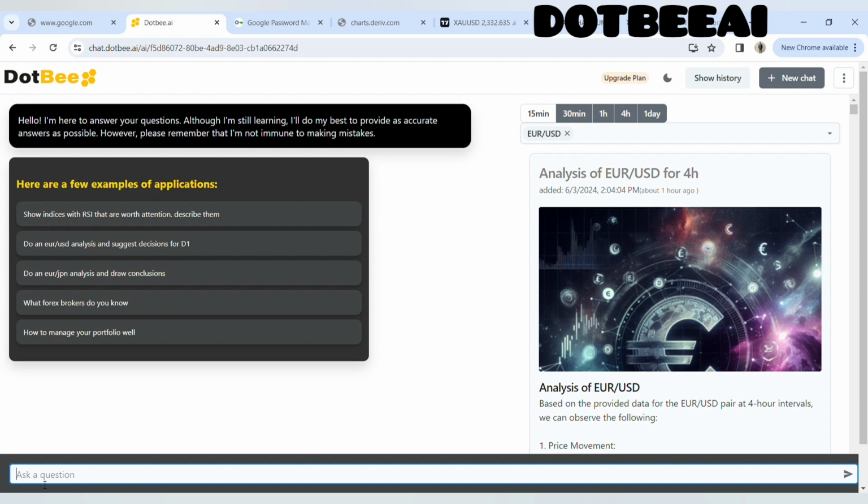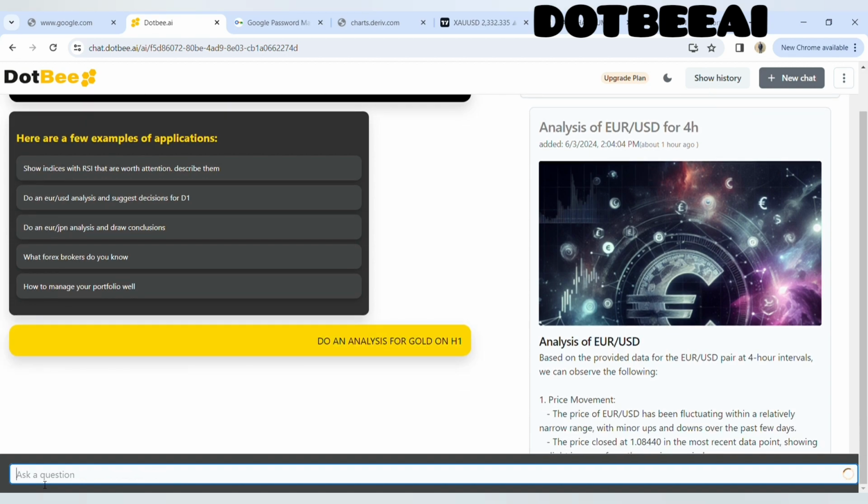Let's say we are analyzing our gold. So all I have to do is type the question I want. I can do an analysis for gold on 1 hour time frame.